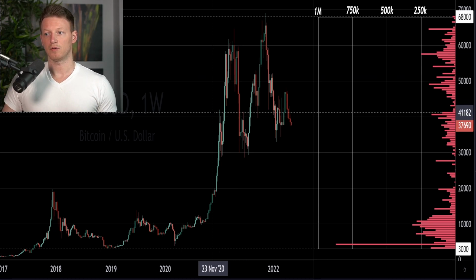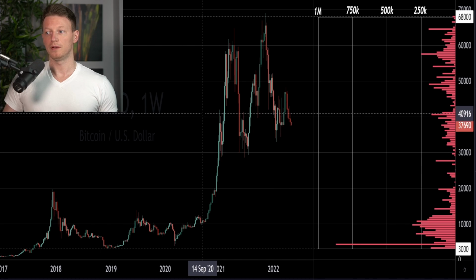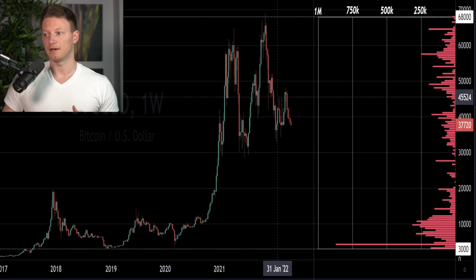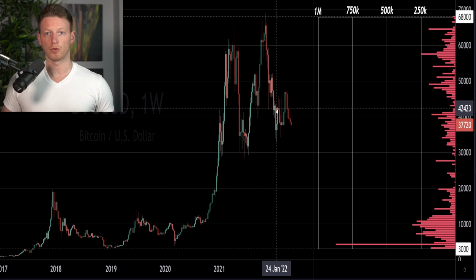Now let's talk about where we're at right now. So we were saying back when we were up here at around 45, 46K back in March, we were talking about the fact that we were looking for a support level to form at around 38, 39K.